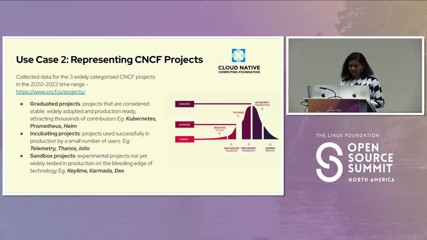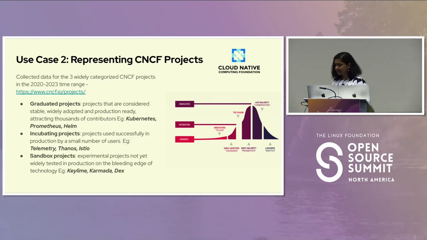And next we looked at another use case, which was to represent the CNCF projects. So CNCF, as we all know, we're all here today at OSS, is the Cloud Native Computing Foundation, which is part of the Linux Foundation. And they basically provide support to the more growing and emerging cloud native projects. So they actually have three categories of their projects. So we have graduated projects, we have incubating projects, we have sandbox projects, which are defined by CNCF based on their maturity levels.